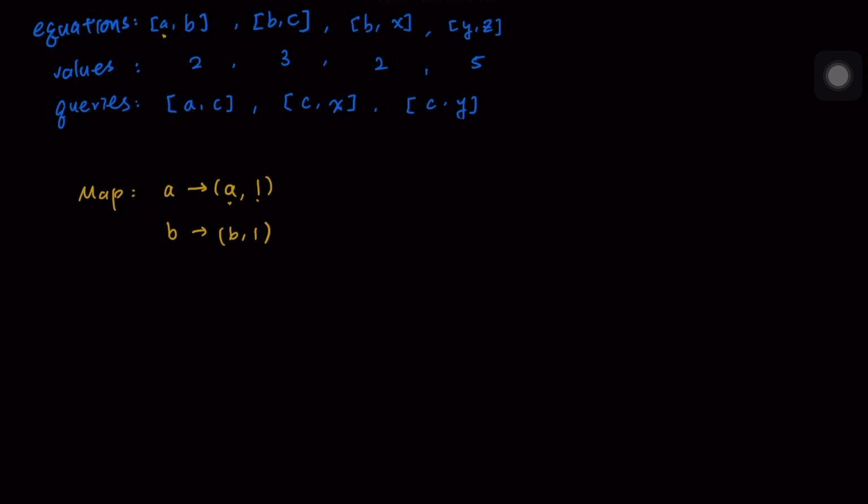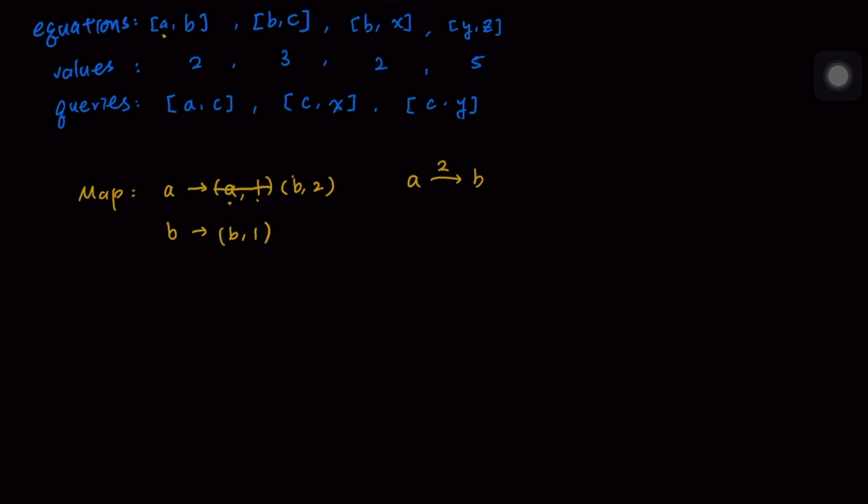Since then, we want to merge A and B together, with a weight of 2. So that means we'd like to update the parent of A to B, so it points to B, and the weight is 2. So that means A equals 2B.